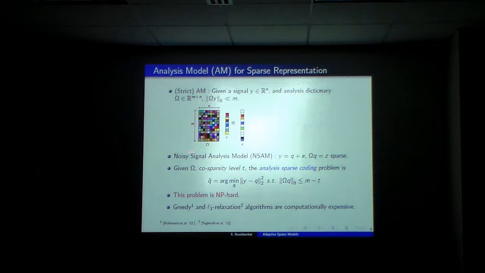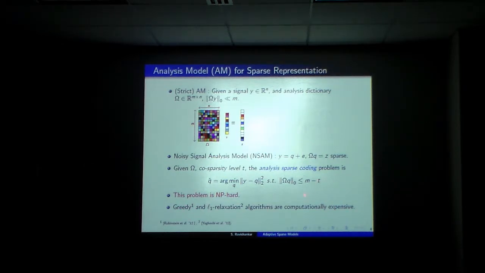And there is something called the analysis sparse coding problem that has been proposed, which in this noisy signal analysis model tries to find the sparse code by minimizing the residual, the squared norm of y minus q, and the sparsity constraint is on omega q. Right? And again, this problem has been shown to be NP hard, and there are approximate algorithms that have been proposed for solving this problem. And again, they tend to be computationally expensive for large-scale settings. What is the co-sparsity now?